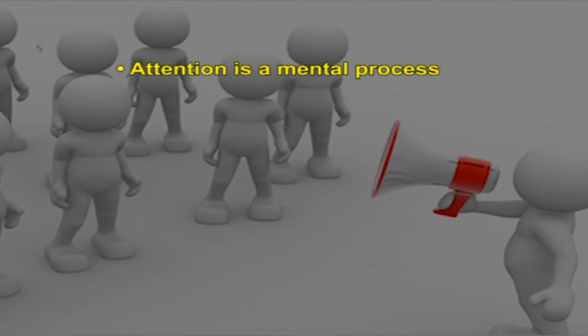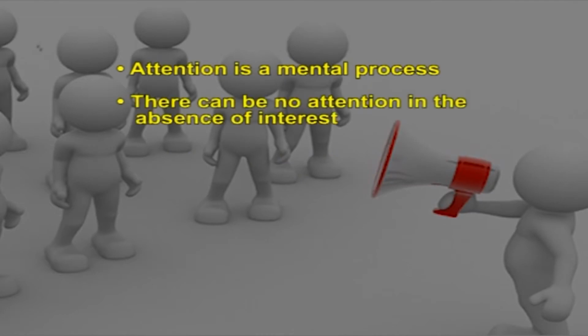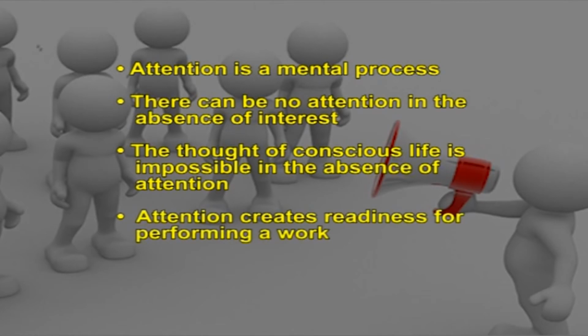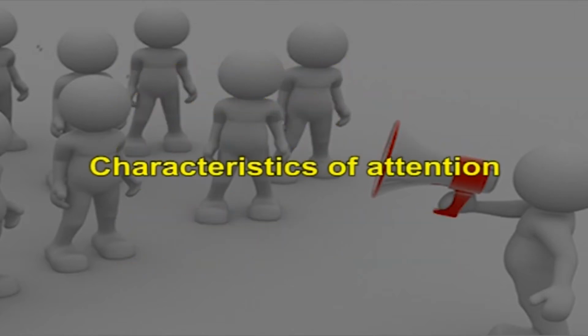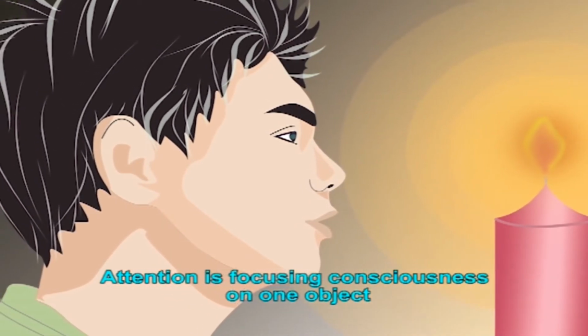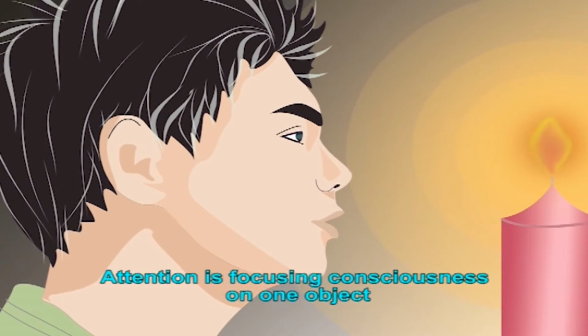One thing is, attention is a mental process. And we have seen that there can be no attention in the absence of interest. The thought of conscious life is impossible in the absence of attention. Attention creates readiness for performing a work. And attention is also a selective process. Attention is focusing consciousness on one object. One object is the focus of attention. All other objects are in the margin of attention.